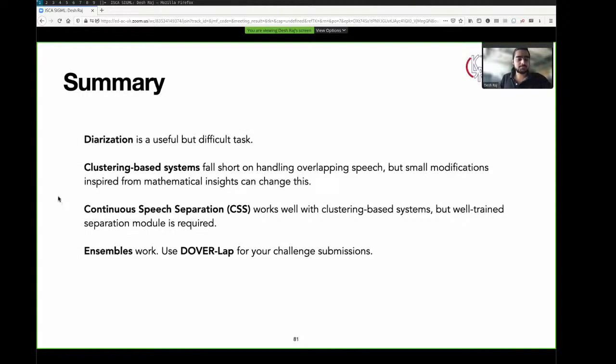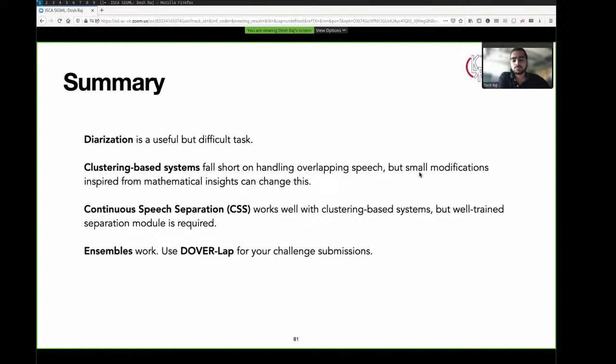Okay, to summarize, diarization is useful but difficult. It's useful in the sense that a lot of downstream applications require diarized segments, also speaker-specific segments. But it's difficult because a lot of things like overlaps or noises or not knowing the number of speakers make it quite challenging. The traditional clustering-based systems were good to begin with, but they fall short on handling overlapping speech.